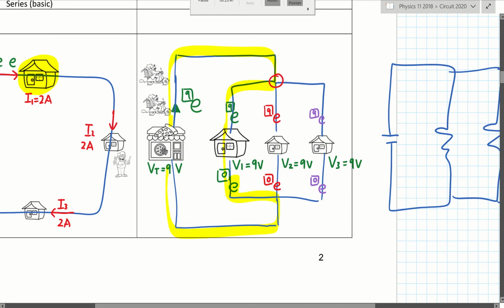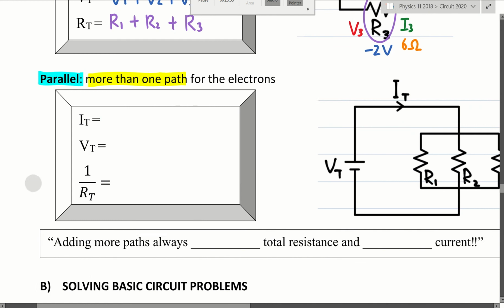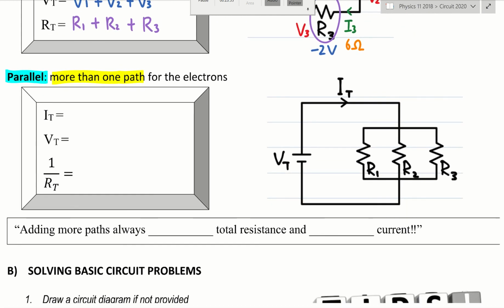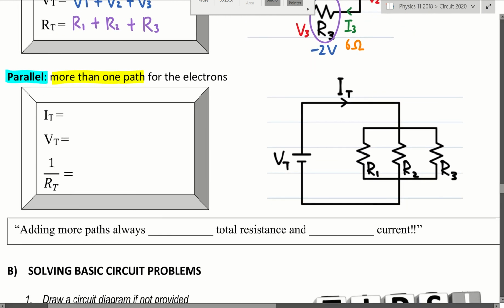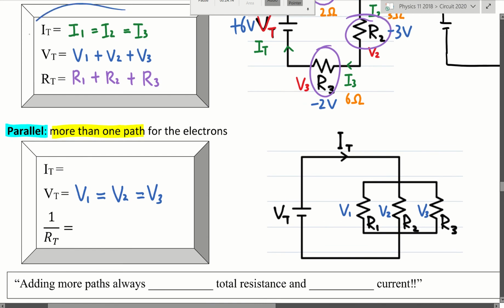Okay, let's go back to the note and fill in that voltage part. So for voltage, we have V1, V2, V3, and they should be the same thing as V total. V1 is equal to V2 is equal to V3. If you look at that equation, it looks exactly the same as the current equation up there.